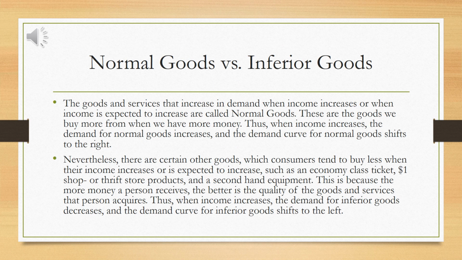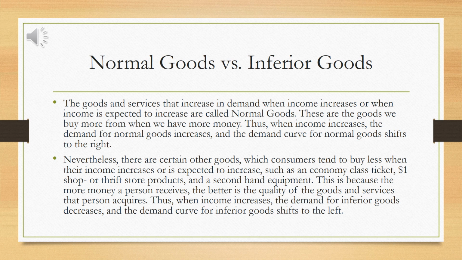The goods and services that increase in demand when income increases or when income is expected to increase are called normal goods. These are the goods we buy more from when we have more money. Thus, when income increases, the demand for normal goods increases, and the demand curve for normal goods shifts to the right.